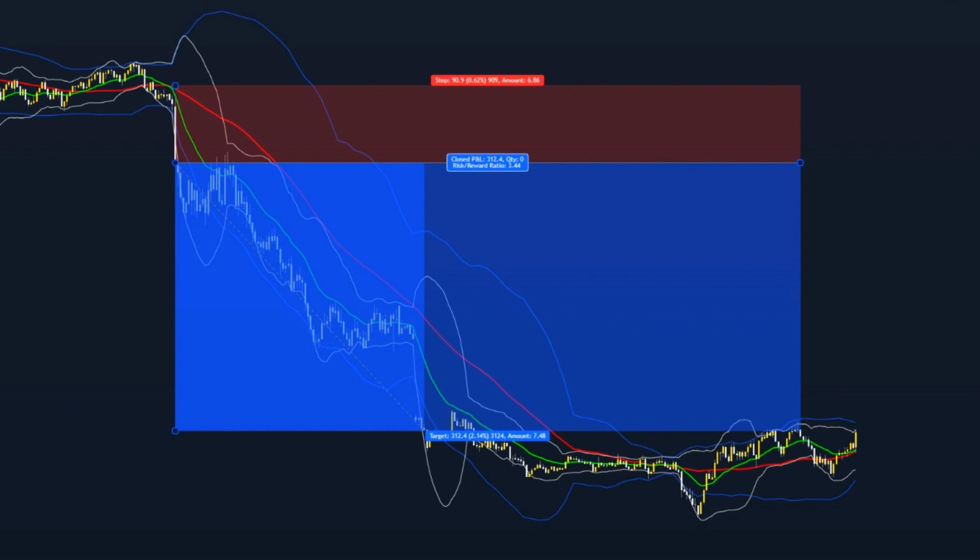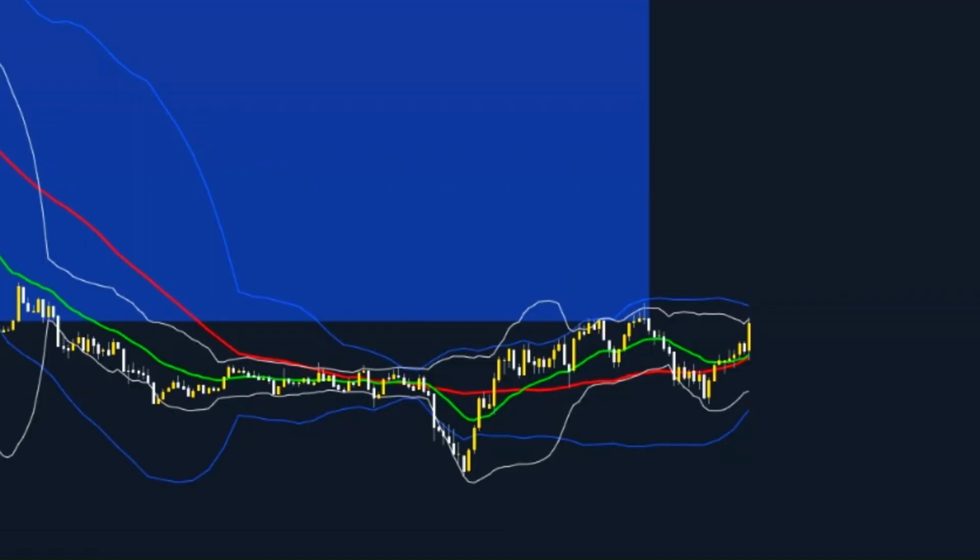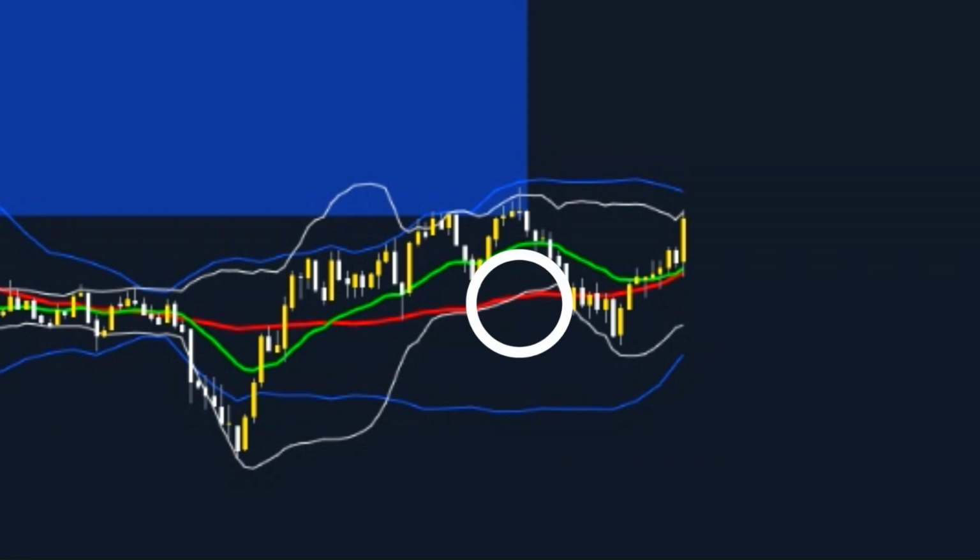And this is the more aggressive way to take our exits. You can see that we would have done a hell of a lot more profit than the safer way. But to exit this trade, we will be waiting for the white Bollinger Band, which is the 5-minute chart Bollinger Band, to cross back up above the red basis line, which is the 15-minute Bollinger Band basis.